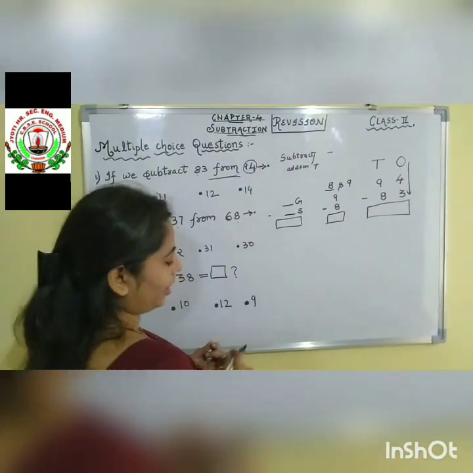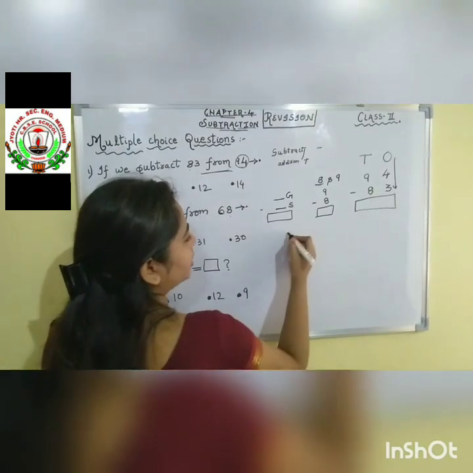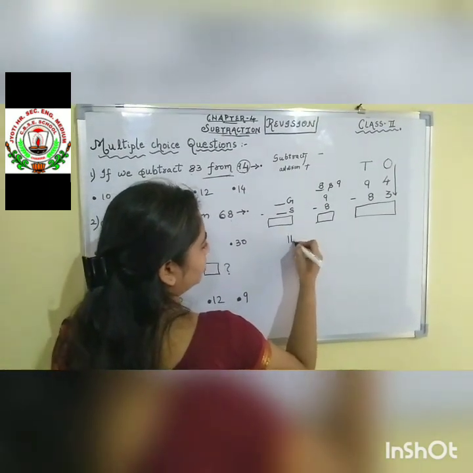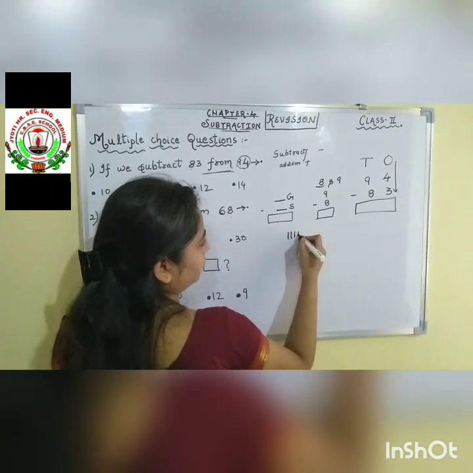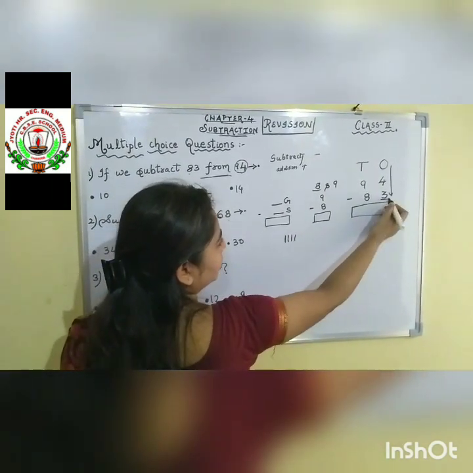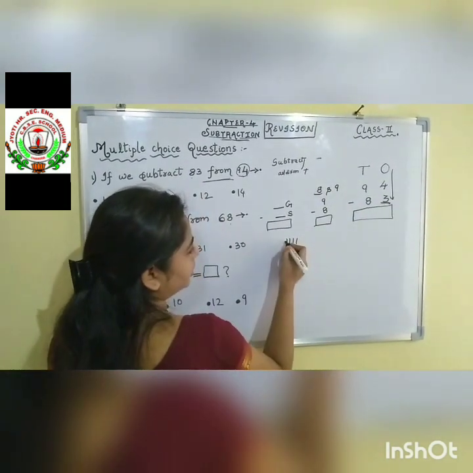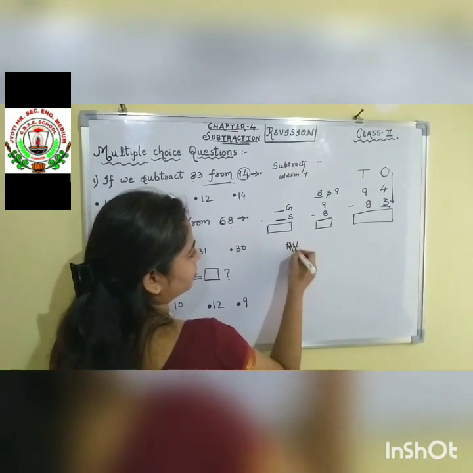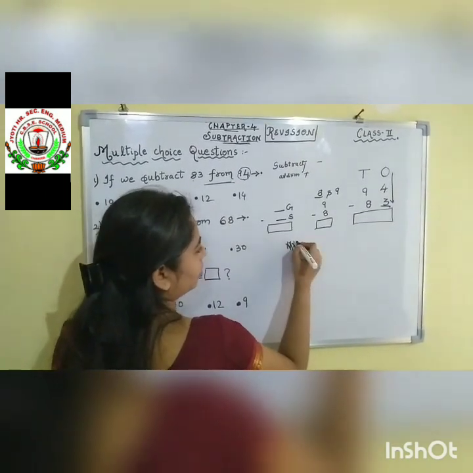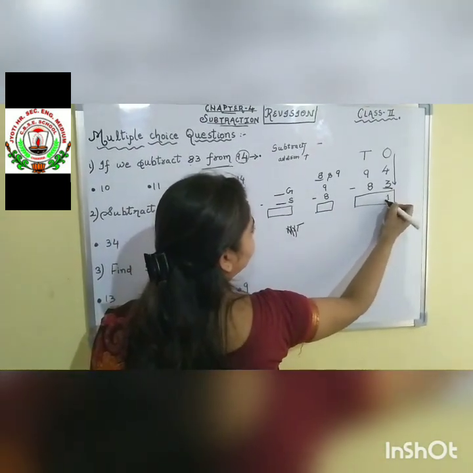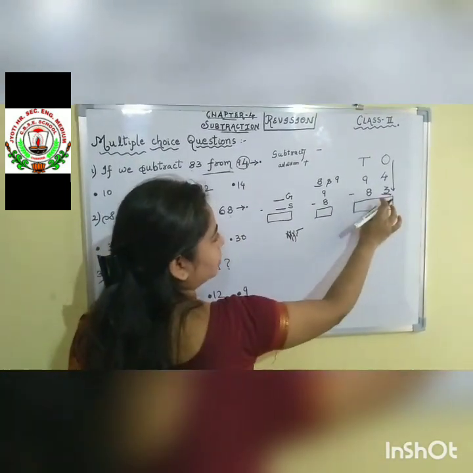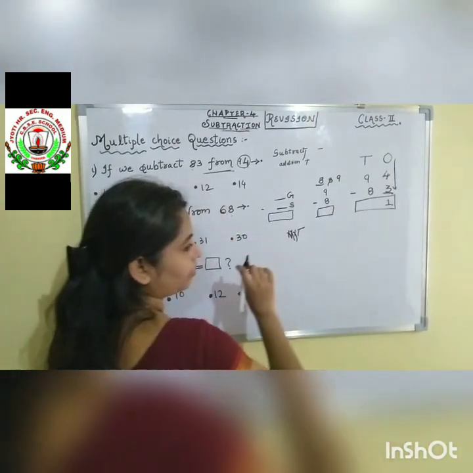That means you can count by your fingers or you can do it by using sticks. First number is 4. 1, 2, 3, 4. And you have to deduct how much? 3. Deduct it. 1, 2, 3. You have to cancel them out. How many sticks are left? 1. So our answer of 4 minus 3 will be 1. This one will be written under the ones column like this.